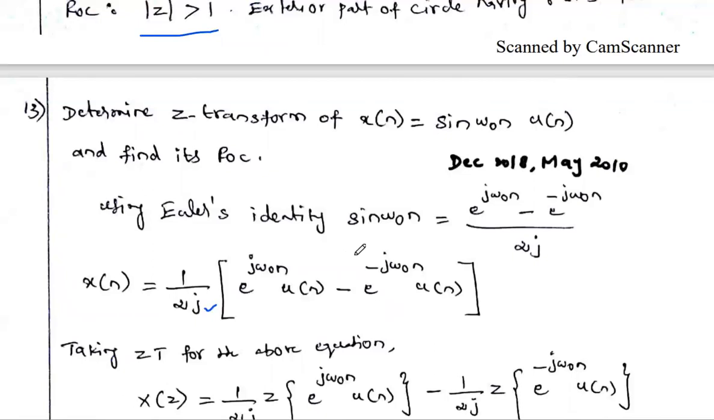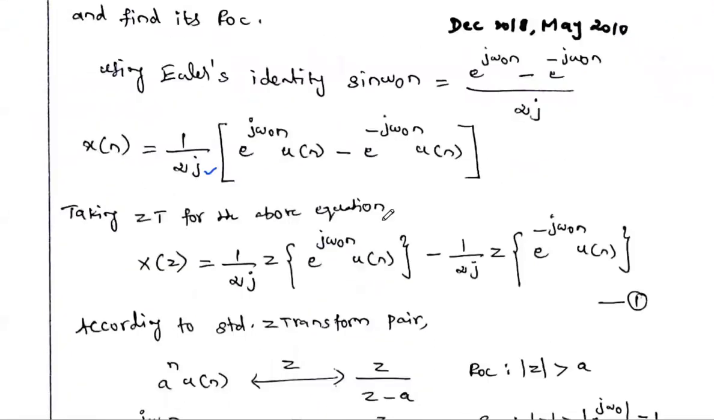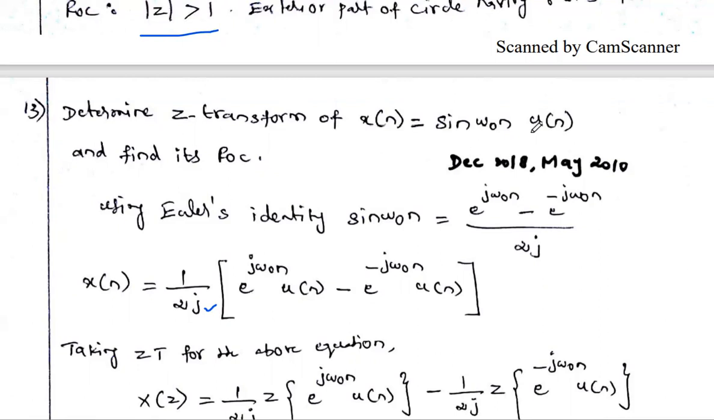In the next video, in addition to sin omega naught n and cos omega naught n, we can add one exponential signal, that is the damped sinusoidal and damped cosine waveform. We are going to obtain the Z transform in the next video.